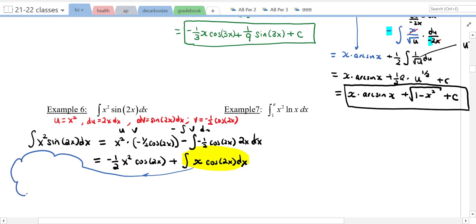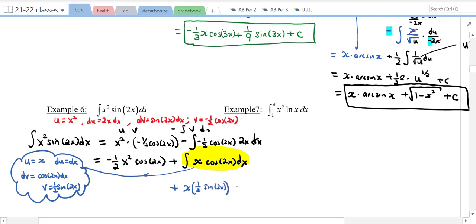I'll do that over here. Yep. u equals x, du equals dx, dv equals cos 2x dx. So v equals the integral of cos, which is sine 2x, but 1/2 in front. So here I'll use ultraviolet voodoo again. So u times v, minus integration of v du.